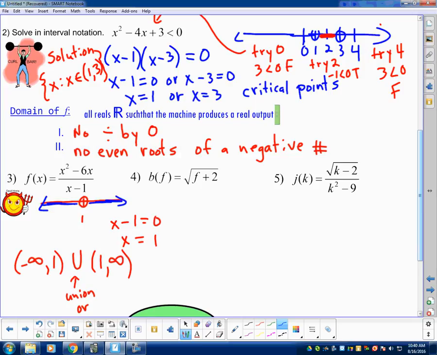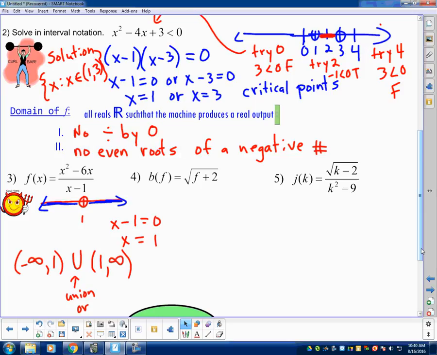Okay. So that's the domain of that function. It's all x values such that x is an element of this set from negative infinity to 1 union 1 to infinity. Number 4, it says b of f equals square root of f plus 2.